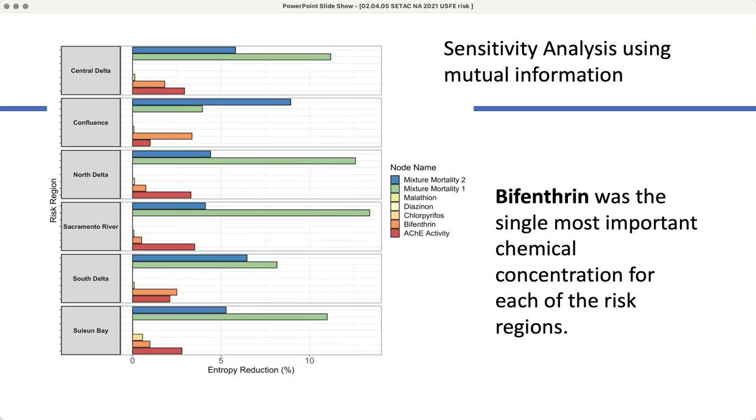It is contributing to that, providing the information. Acetylcholinesterase activity, which is the combination of those two OPs, is also very important and really driving it. So you can use the sensitivity analysis to start looking at which variables are more important in predicting the final outcome.